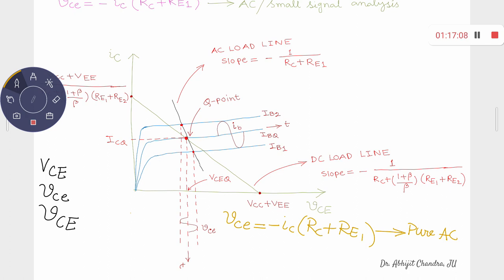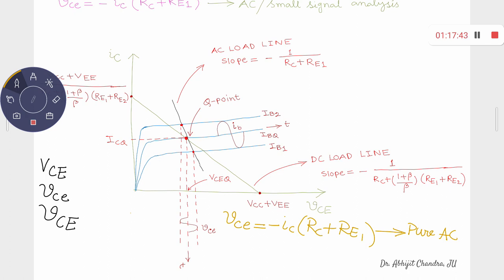Now if you would like to plot this, an XY plot, small ic, that means the pure AC involving no DC component, and small vce is the pure collector to emitter AC voltage involving no DC. Does it pass through the origin? Yes. If I consider y is equal to mx, minus one slope and origin, yes, it is passing through the origin.